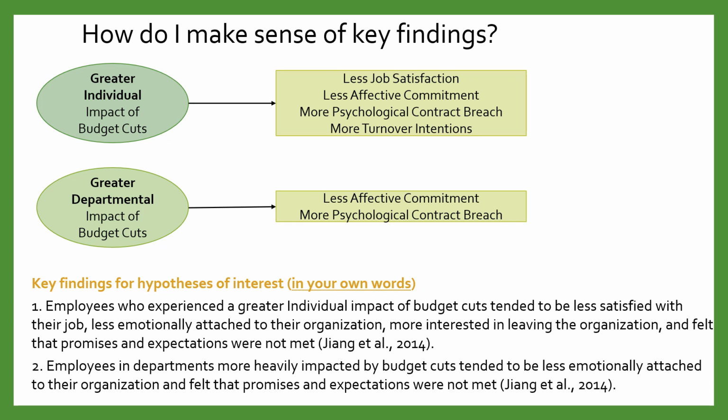And instead of talking about affective commitment, I said they're less emotionally attached. Instead of saying turnover intentions, more interested in leaving the organization. Instead of saying psychological contract breach, I said they felt that promises and expectations were not met. And then I cited it because you always want to cite when you're talking about somebody else's work.